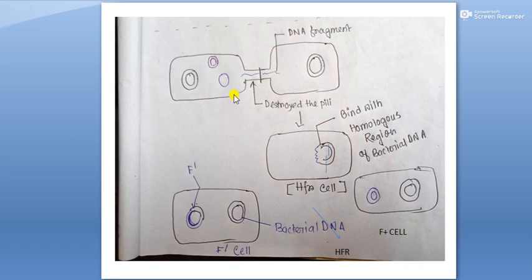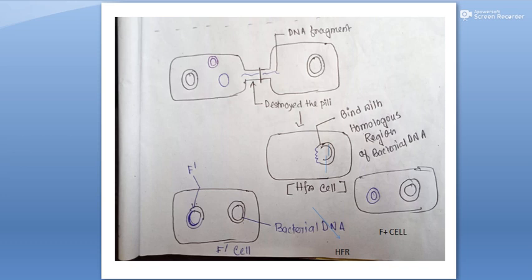In another case, the fragments which entered into the recipient cell sometimes do not identify some homologous site. In that case, those fragments can be destroyed. Okay. They cannot create the Hfr cells and F plus cells. So in that case, the F minus recipient cell remains an F minus recipient cell.